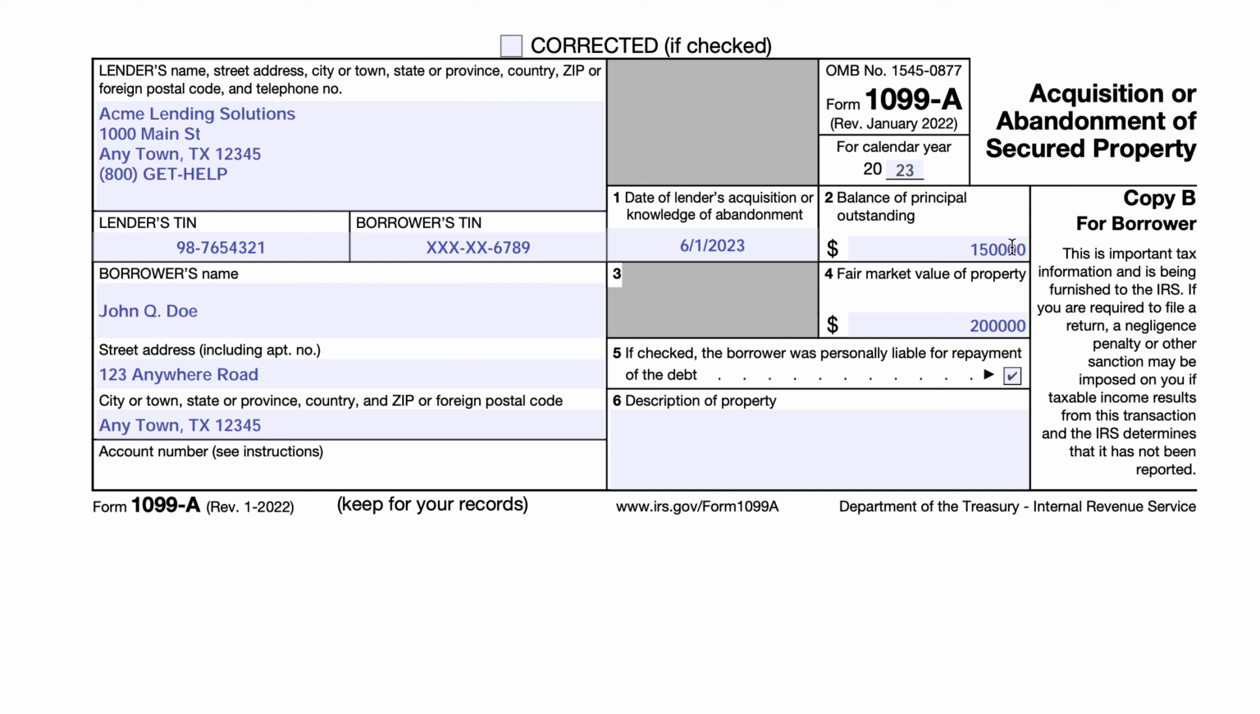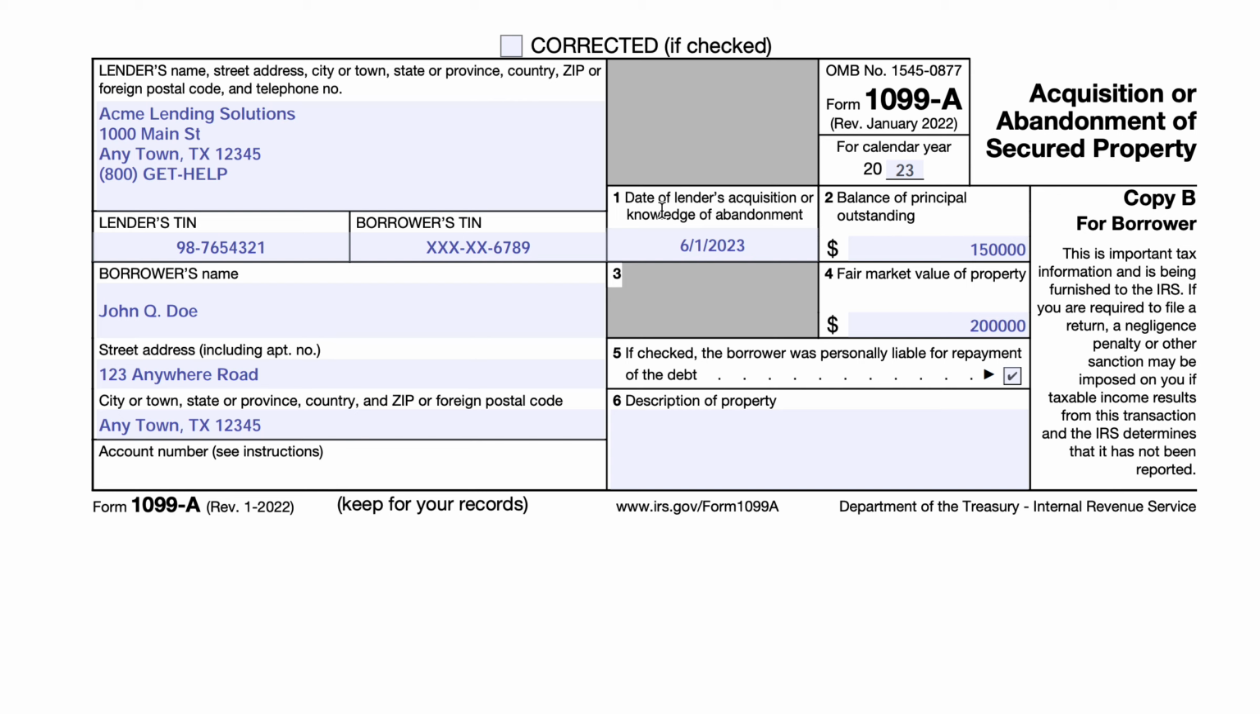In box 2, it's going to be the balance of the principal outstanding. It's going to be less than the loan amount, and it's not going to include any interest that was accrued. So it's only going to include any unpaid principal on the original loan balance. And this will be as of the date indicated in box 1. Box 3 is reserved for future use, so there should be nothing in that field.